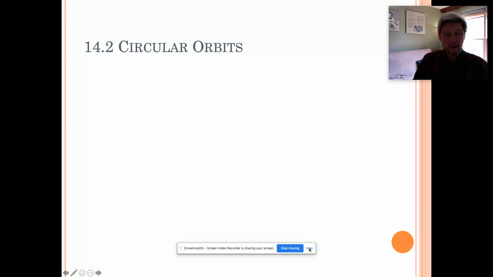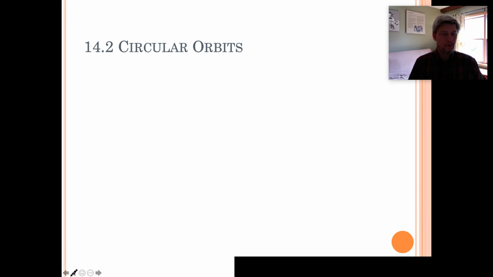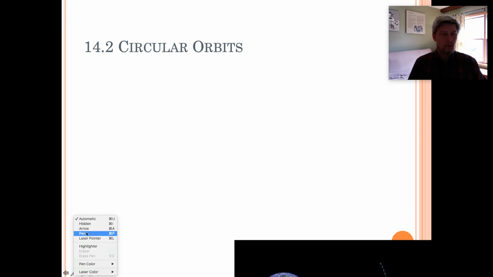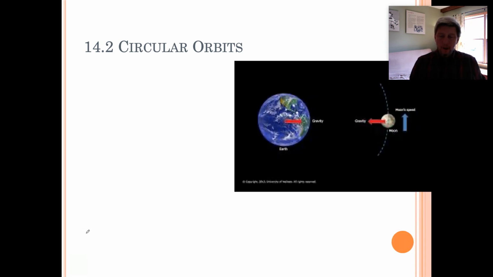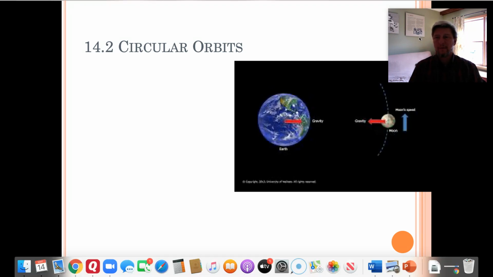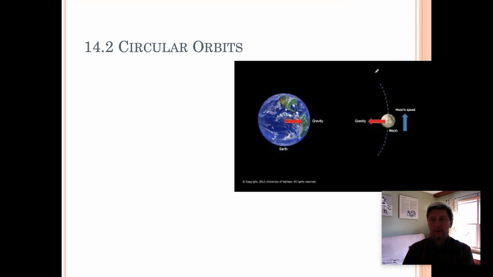Today is May the 18th, and today we're going to talk about section 14.2, which is all about circular orbits. One of the best ways to teach you or talk about circular orbits is to use the concept of the moon's orbit around the Earth. This is a very nearly circular orbit, although not perfectly circular.